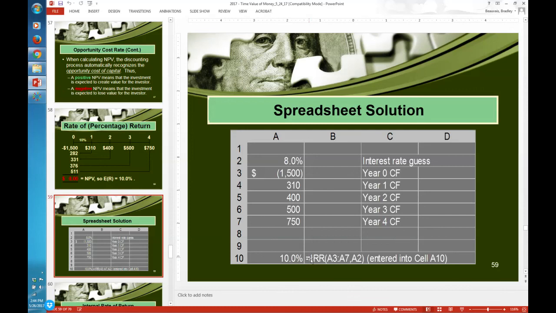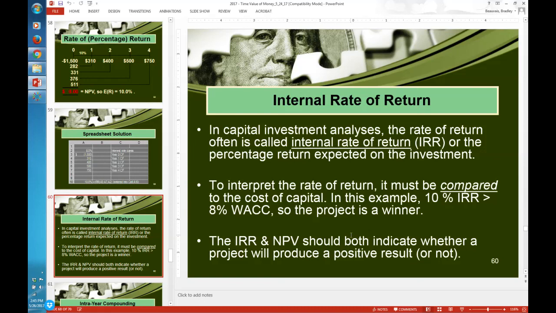But generally, you can just do equals IRR, open your parentheses, and drag and drop this whole series of cash flows. Notice we use A3 at this point because this is part of our analysis. We want to know what kind of return we're getting off of this $1.5 million investment. So we close the parentheses and hit enter, and we end up with 10%. The decision point at this point is, because the 10% internal rate of return is greater than my 8% weighted average cost of capital, the project is expected to earn or create economic value for the organization.